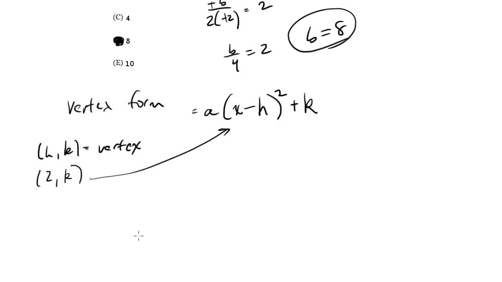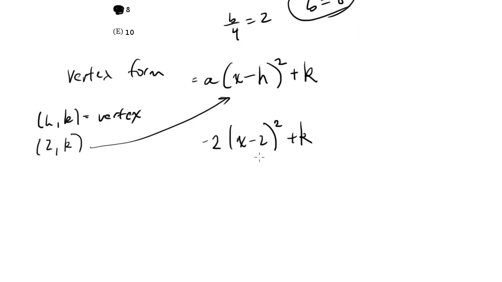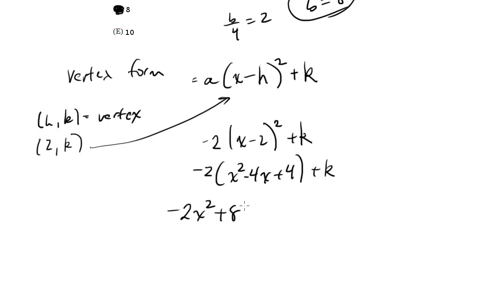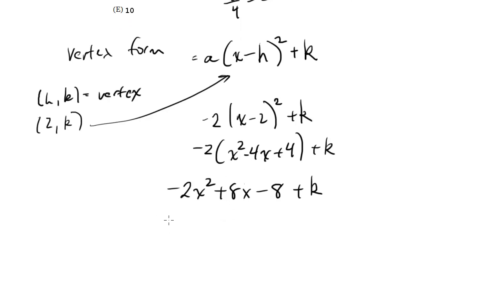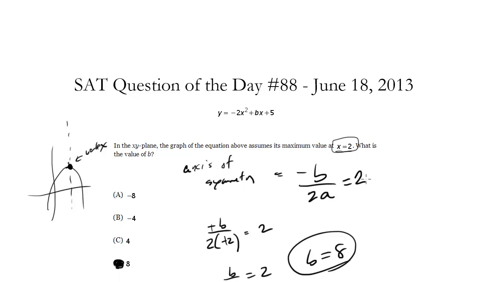So we know this is going to be 2, and then k. So let's go ahead and put this in. So we know that a is negative 2, right? Because that's what we had before, negative 2x squared. And then we do x minus 2 squared plus k. Let's go ahead and distribute this out. So we're going to get negative 2 times x squared minus 4x plus 4 plus k. Distribute that. We get negative 2x squared plus 8x minus 8 plus k. So we look at this and we say, well, how does this correspond to my original? My original equation was negative 2x squared plus bx plus 5, I believe, right? Yeah.